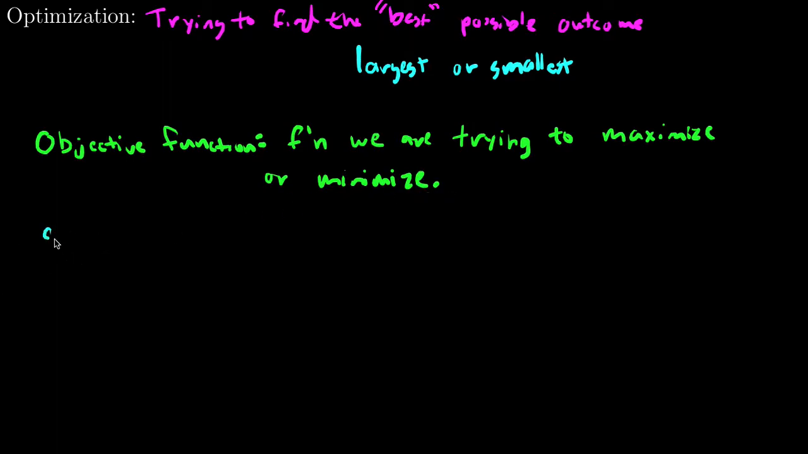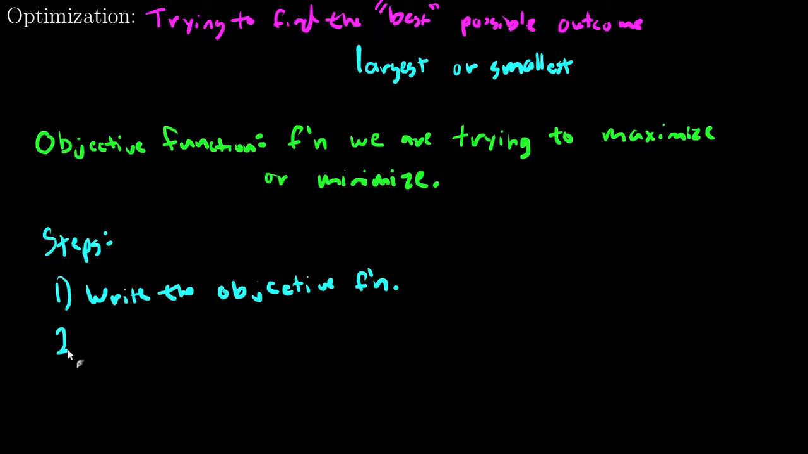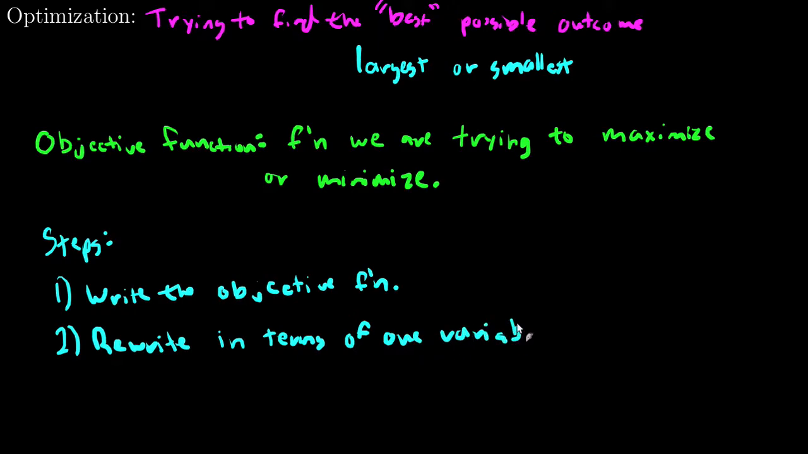And here's the process we're going to go through. So the steps to solve these problems. First thing, I'm going to try to write the objective function. Second thing, I'm going to try to rewrite it in terms of one variable only. And this right here is the part that is most difficult, is actually reducing that. The third thing, once I've rewritten that, then I'm going to maximize or minimize, whichever one's called for, and get our answer.